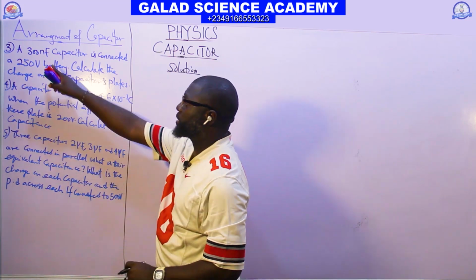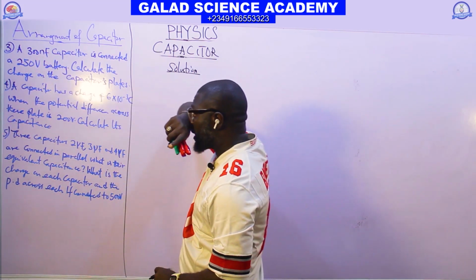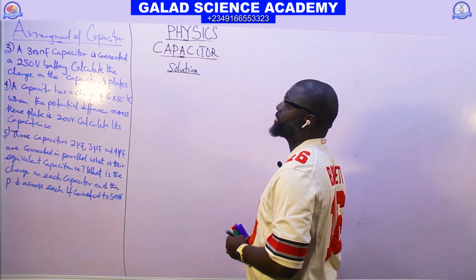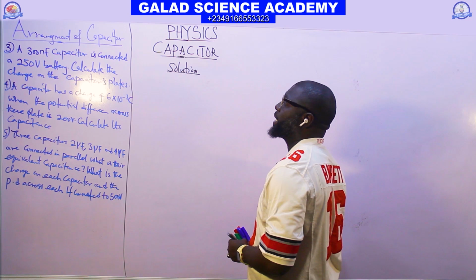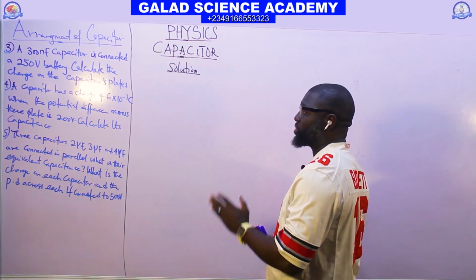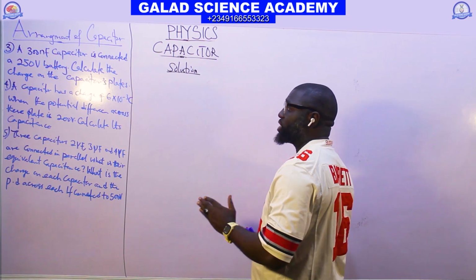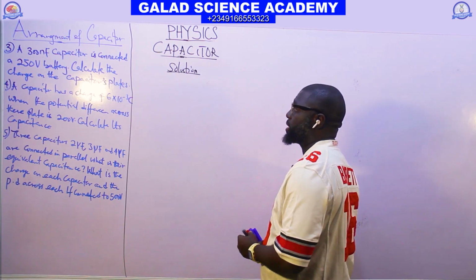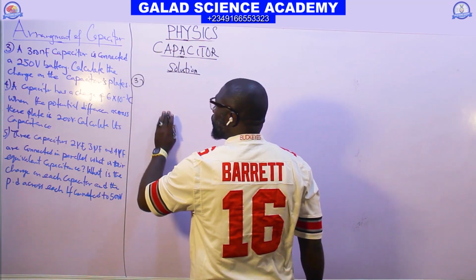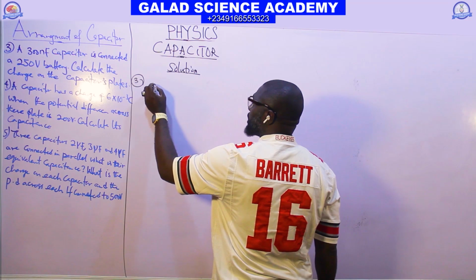We are given a 300 nanofarad capacitor connected to a 250 volt battery. Calculate the charge on the capacitor plates. So for the third one, we have to calculate the charge.